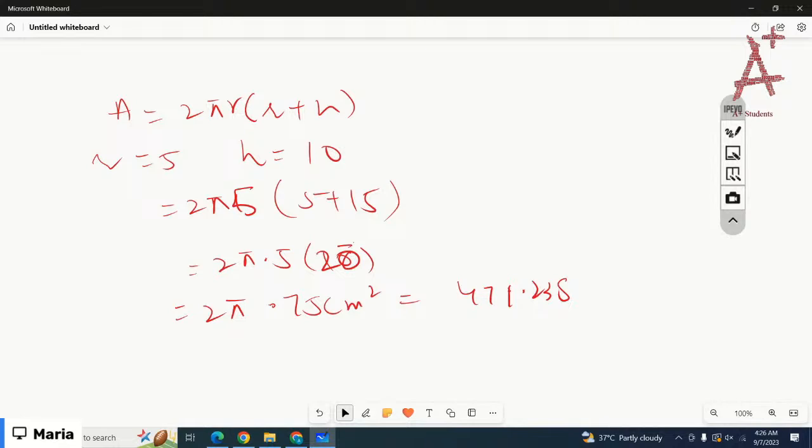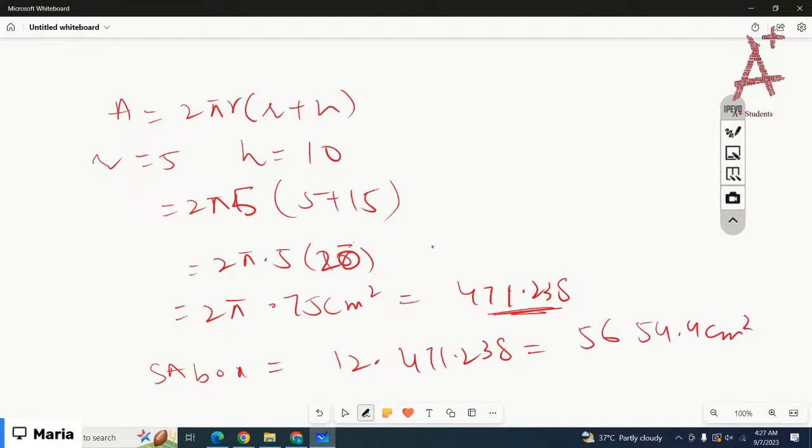So it is necessary to pack 12 cans in a box. Then the smallest surface area of the box is 12 times the surface area of one can. The surface area of one can is 471.238, right? So it means the surface area of the box is 12 times 471.238, right? It would be 5654.4 centimeters squared.